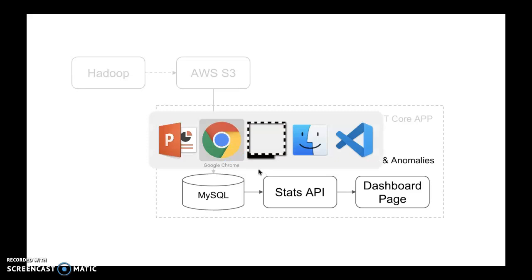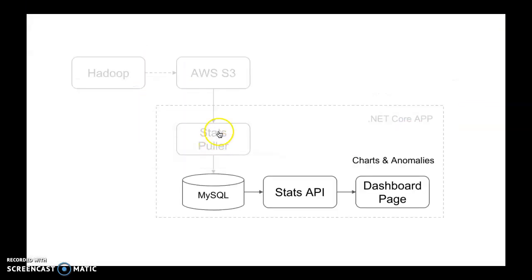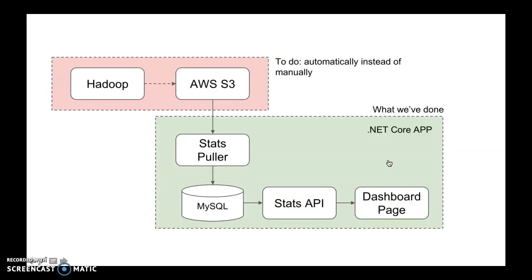Let's see the cron job. We use a framework called HOMFile. As you can see, currently we have two pullers, one for login states, another one for registration states. And then we build an API to pull the data for the dashboard page to display charts and anonymity.